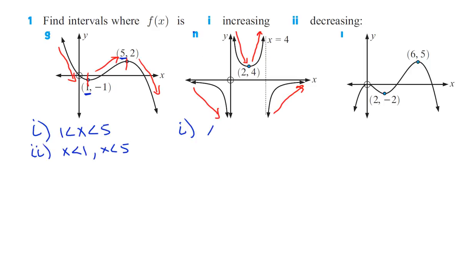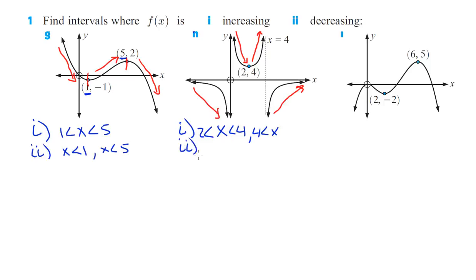Let's rewrite that as a little double inequality. So again, x has got to be greater than 2, but it has to be less than 4 is the first spot there. And then also when x is greater than 4, and actually it goes on to infinity because it's got the arrow there. Okay, so x is greater than 4, and then also when x is between 2 and 4. These are the 2 spots where it's increasing.